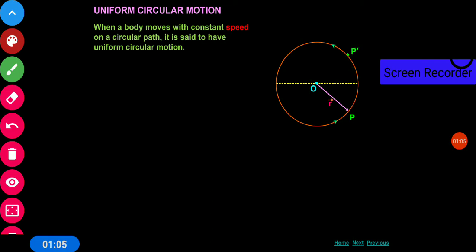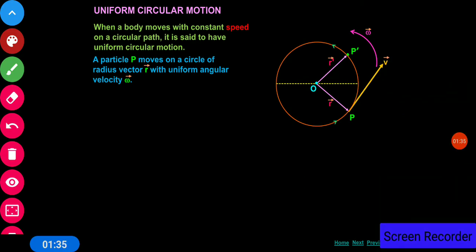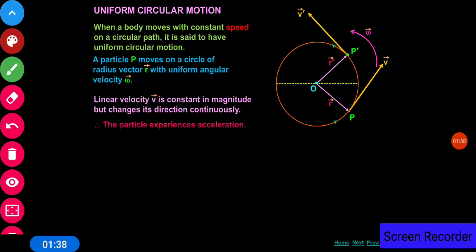Now this point is moving from point P and it reaches point P dash. OP is r and OP dash is again r dash. This is the displacement of the particle from point P to point P dash. Omega is the angular velocity. A particle P moves on a circle of radius vector r with uniform angular velocity omega. Now let the velocity at point P be v.